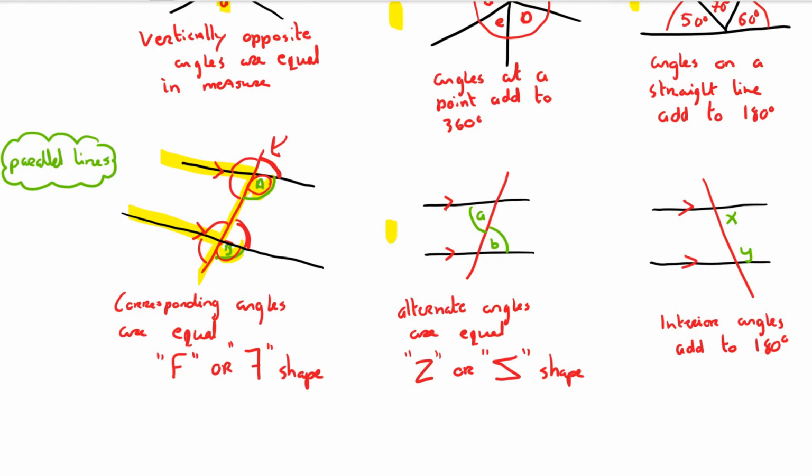Over here then, we have alternate angles. We're looking for the Z shape. So alternate angles are equal. If we see that Z shape this way, and we look at the angles inside the Z, they're equal. Also we could look at the Z shape this way, and I could say this angle is the same as this angle. Again, they're alternate angles. Over here then, we have internal angles. The internal angles, the ones inside two parallel lines, add to 180.